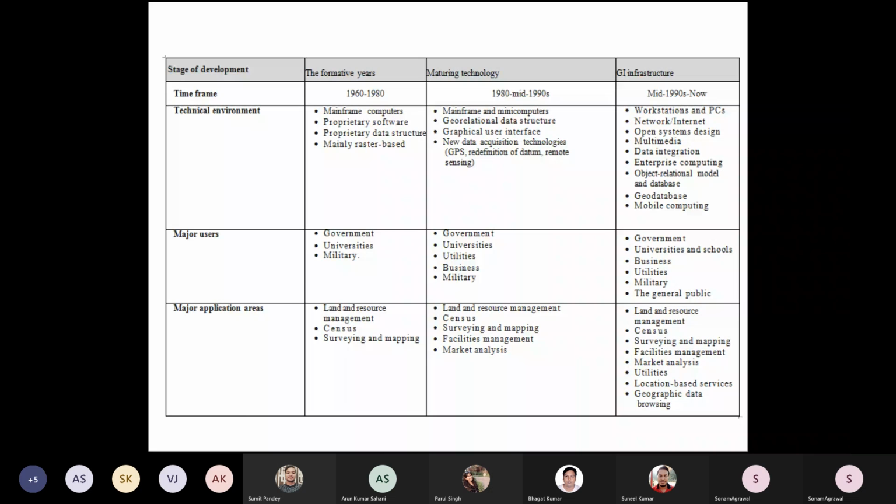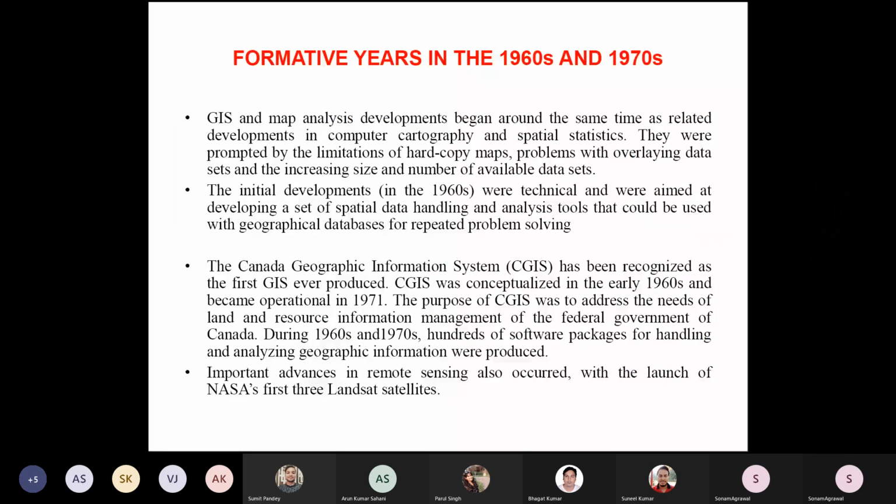The formative years are from the 1960s up to the 1970s. As was covered earlier, the very first GIS was developed in Canada. Write down this Canadian Geographic Information System in your copy. Canadian Geographic Information System, conceptualized in early 1960s and became operational in 1971.